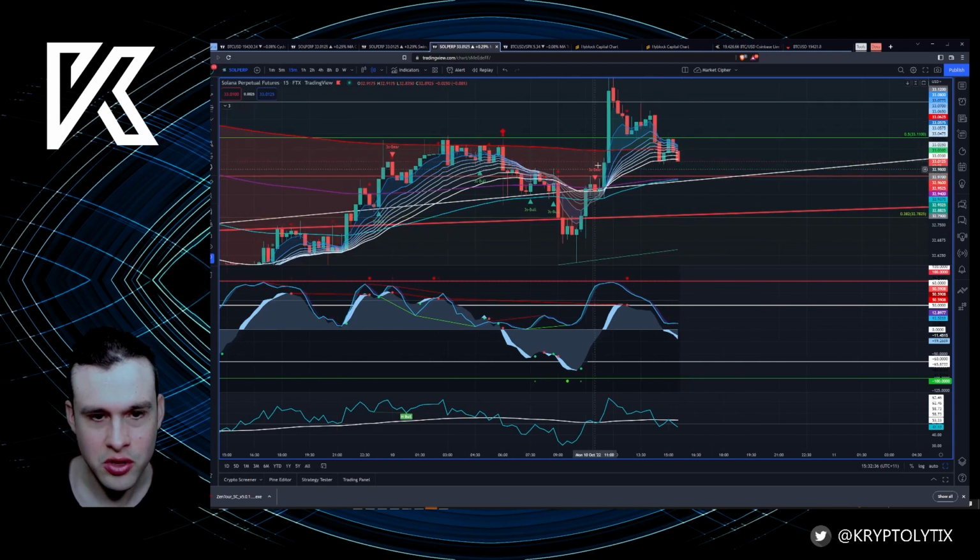Although to me, this doesn't look good. A breakout above the 200, a retest, and a failure to hold. That's where this 21 will be really, really important. So this is the moment of truth.